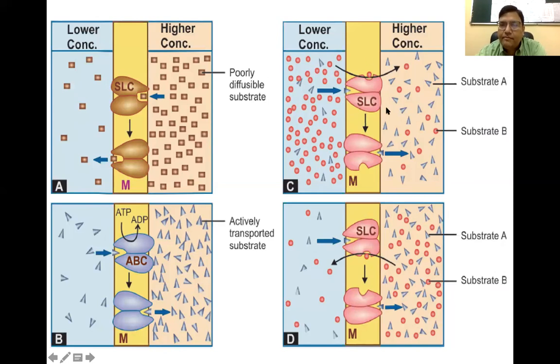While if we see D, here what is happening is that substrate A is moving from lower concentration to higher concentration, and this gradient drives the substrate B in an opposite direction to that of the substrate A. That means both substrate A and B are moving in opposite directions. That means this is a type of antiport.